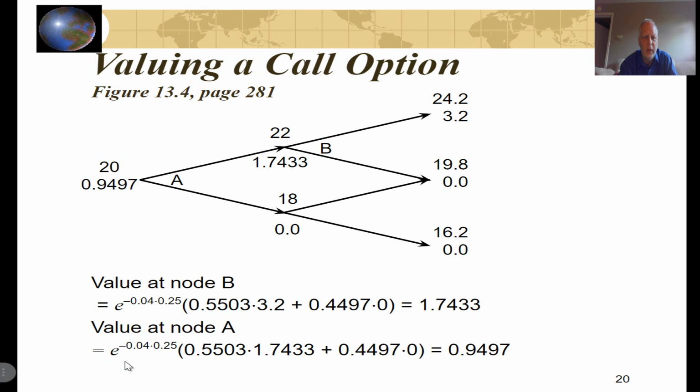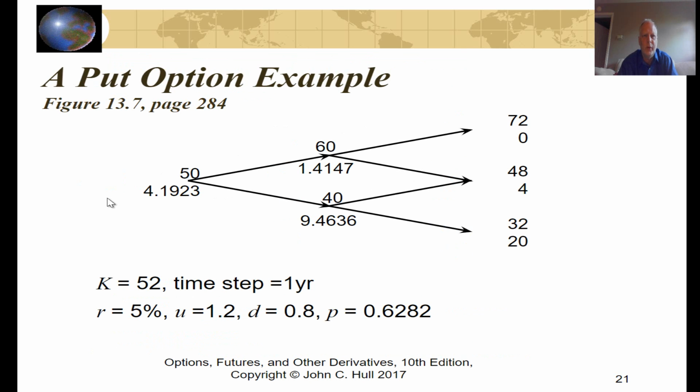We then step that back to node A using the same equation. So the value at node A is going to be the present value, since it's a 3-month option, 3/12, 0.25, times 0.04, present value term, times the probability of going up, 0.5503, times the value of the option at node B, plus the probability of going down times the value of the option down here, which is 0. And we get the value of the call option today is around 95 cents right here. So that is for a 2-step binomial tree. You can also do a 3-step, 4-step, 5-step, etc.